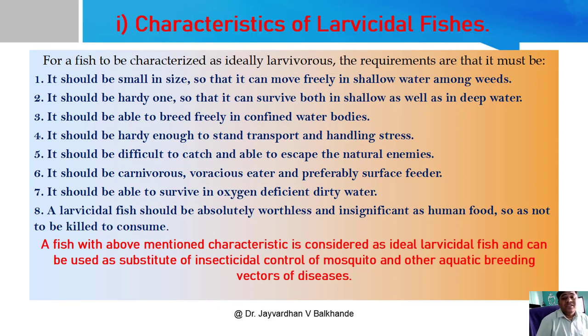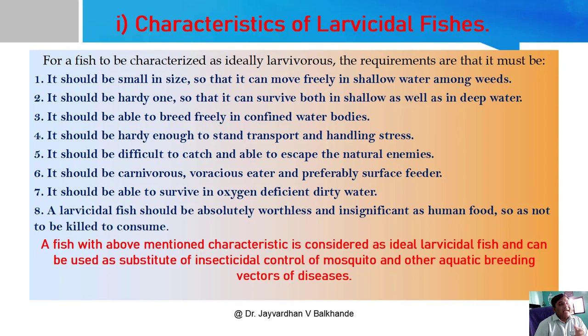Because the larvae of the mosquito or other types of insects live on the surface area of the water bodies, when we select these types of fishes, you should check that they are preferably surface feeder fishes. Now the next and very important criterion is that it should be able to survive in very low oxygen, in oxygen-deficient dirty water also. That type of fish should be selected as larvicidal fish.